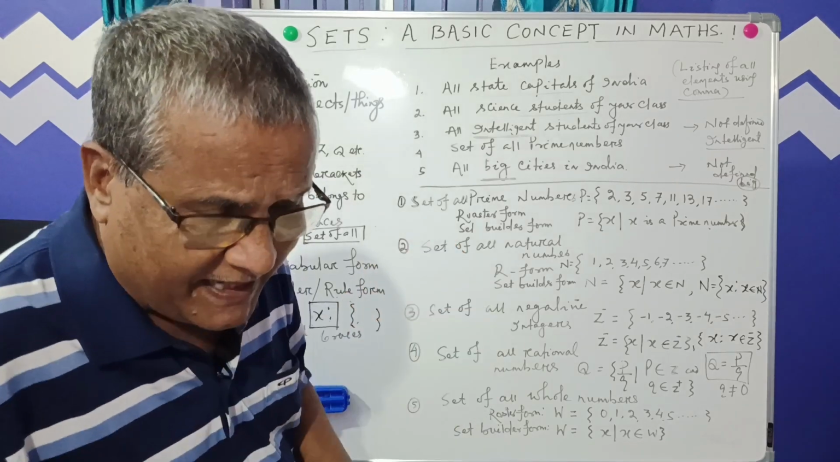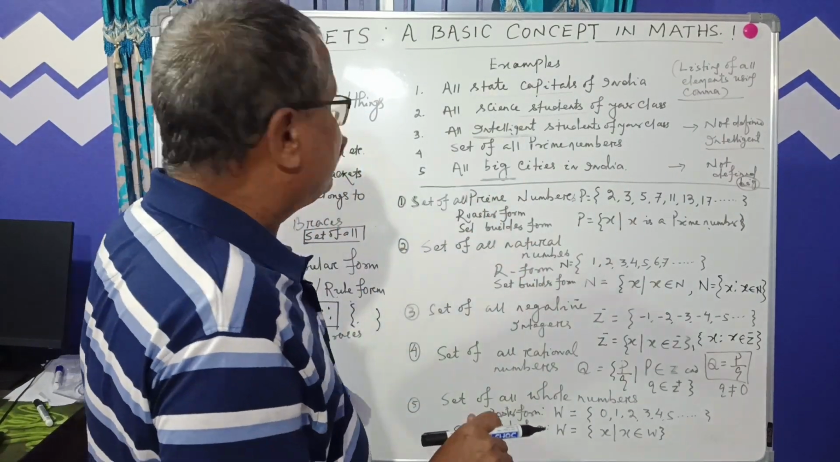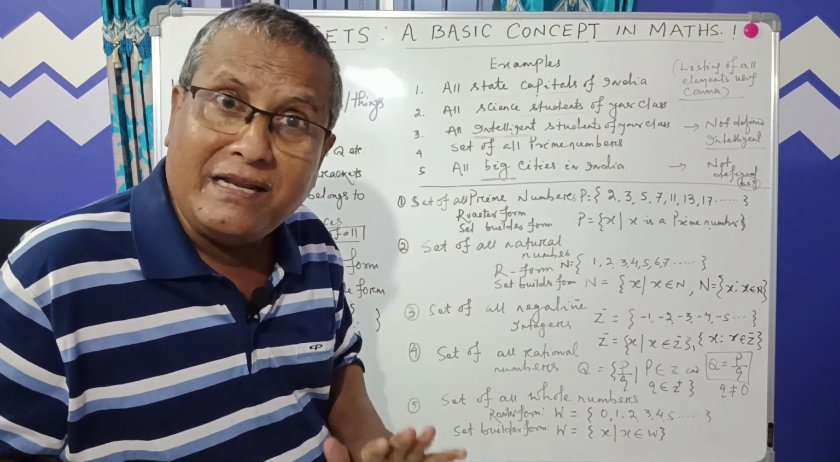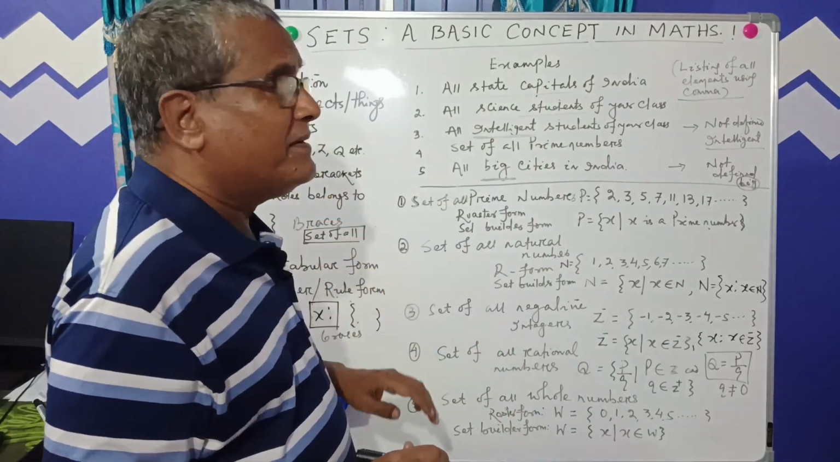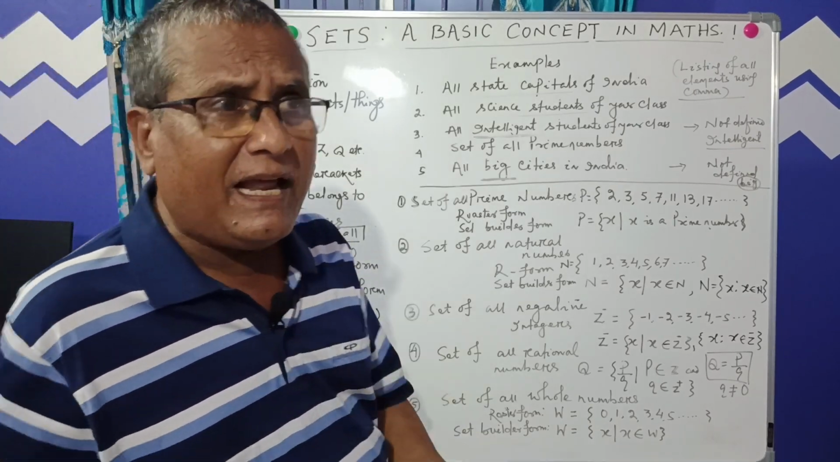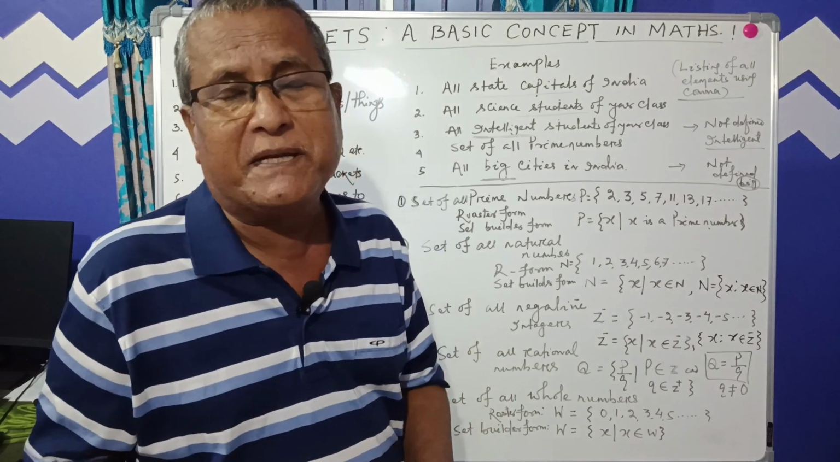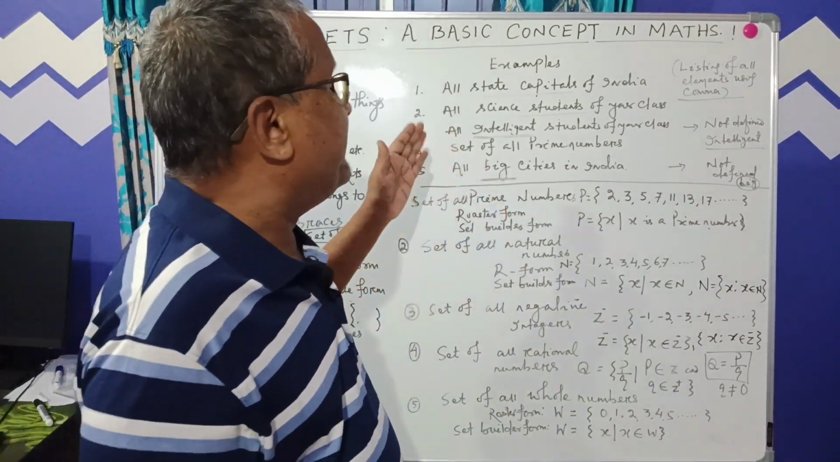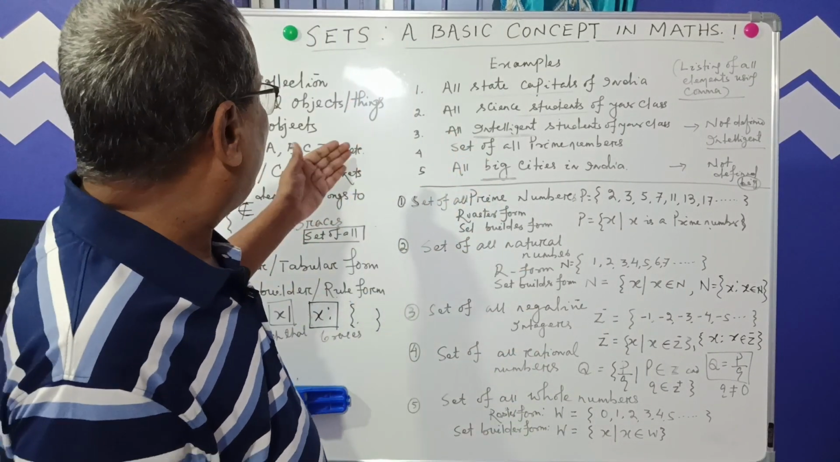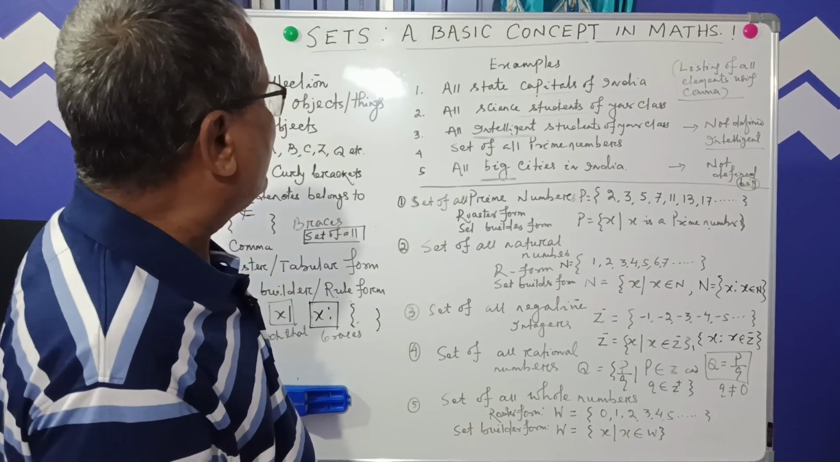The objects of a set are called elements. And these elements or objects should be well defined, meaning we can easily identify these objects as per a specific rule or criteria given. So we have taken some examples for your understanding.